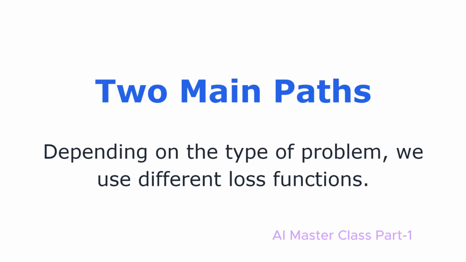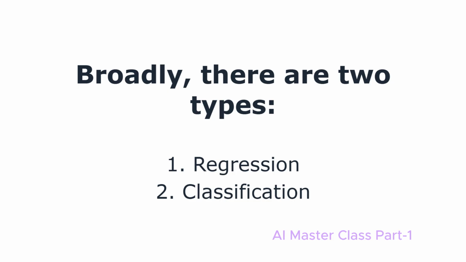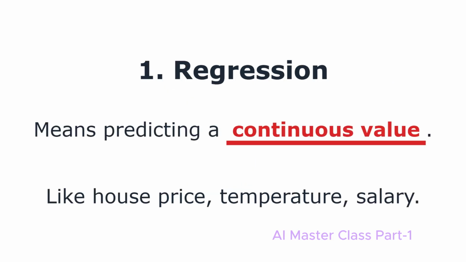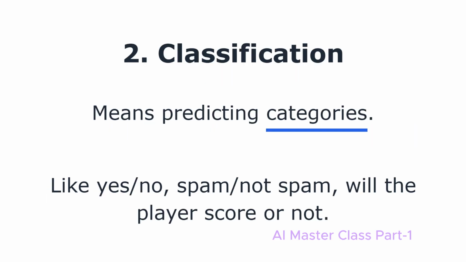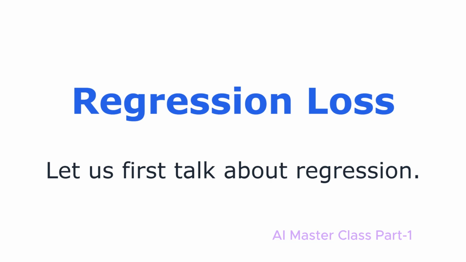Now, depending on the type of problem, we use different loss functions. Broadly, there are 2 types of problems: regression and classification. Regression means predicting a continuous value, like house price, temperature, salary. Classification means predicting categories, like yes or no, spam or not spam, will the player score a goal or not. Let us first talk about regression.